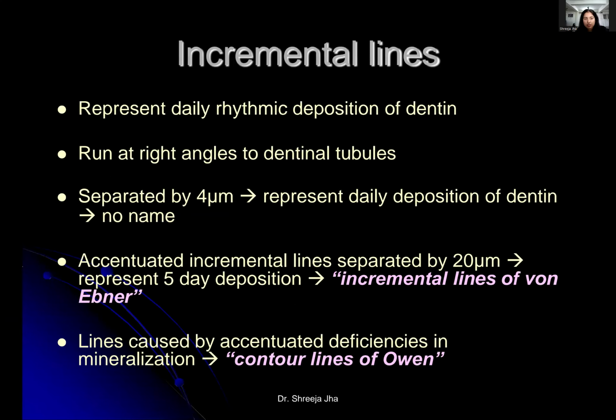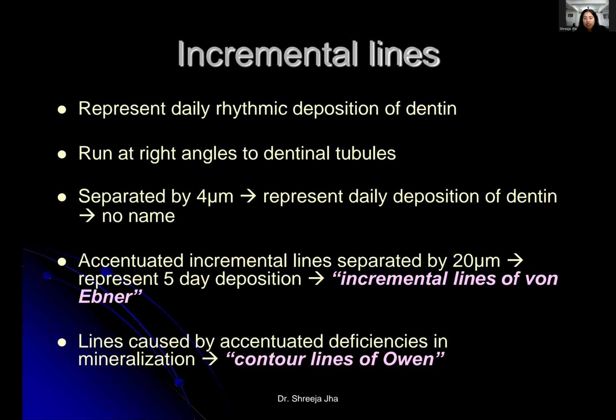Incremental lines, these are very important. Incremental lines represent the daily rhythmic deposition of dentine, and they run at right angles to the dentinal tubules. Dentinal tubules are at right angles to the DEJ, and incremental lines are at right angles to the dentinal tubules. They are set 4 micrometers apart and represent daily deposition of dentine.